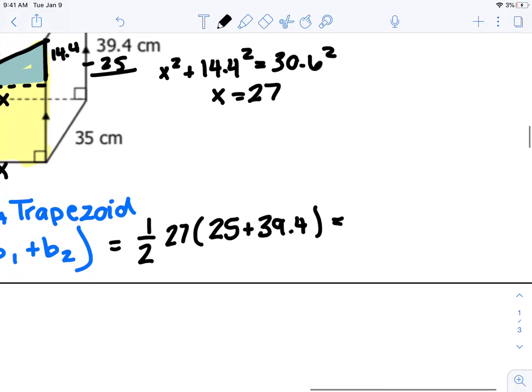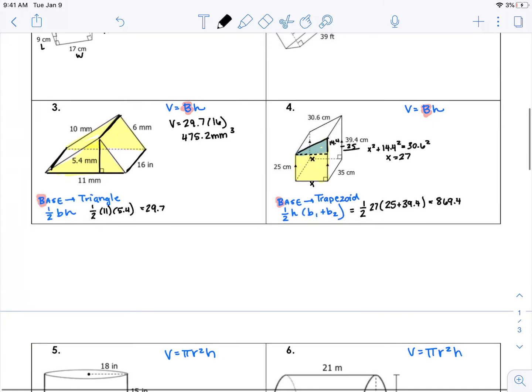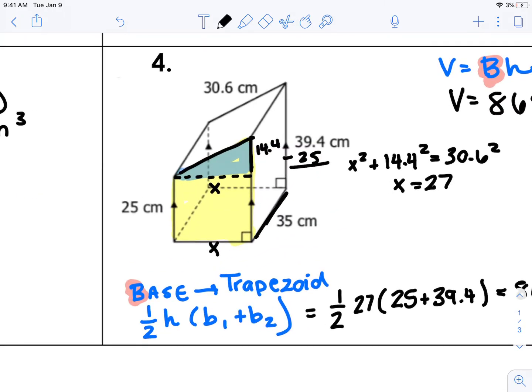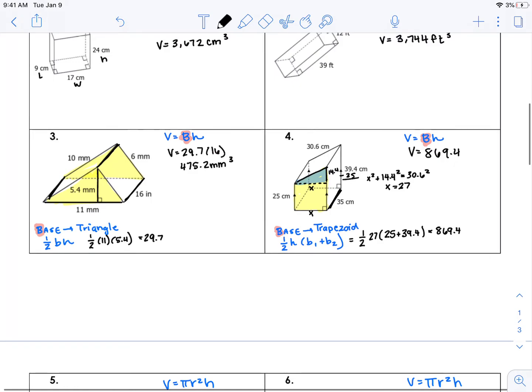Then I can plug that in, and I get 869.4. So that's my area of the base. And then the height between the two bases is going to be 35. So plug that in and you get 30,429 centimeters cubed.